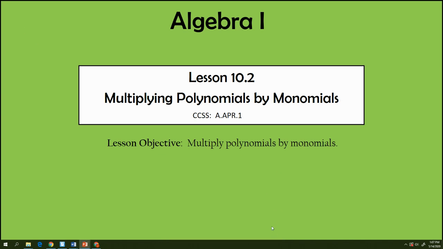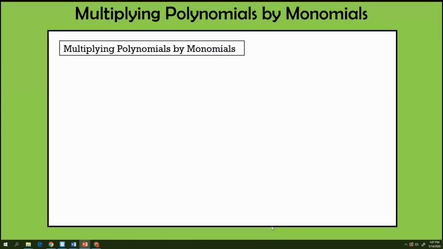All right, we're starting lesson 10.2 today on multiplying polynomials by monomials. This concept is one that we've really discussed and worked on already. We're going to apply it to a little bit more complex situation today. And by complex, I just mean that the polynomial is going to have more than a couple of terms in it. We're also going to solve equations today that involve this concept. Let's jump into it here.